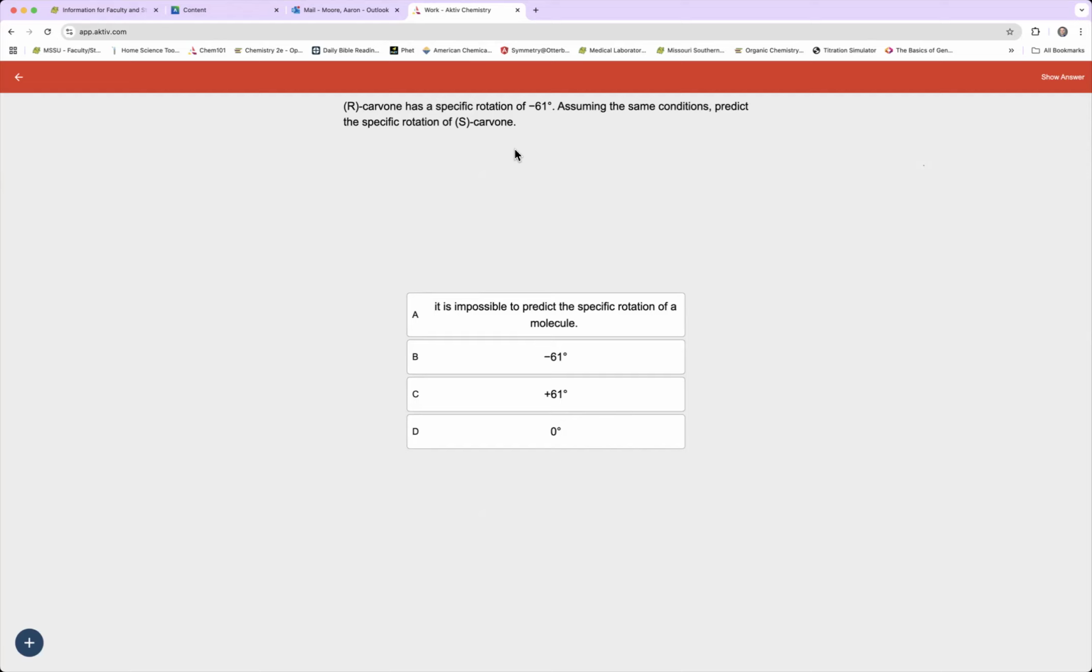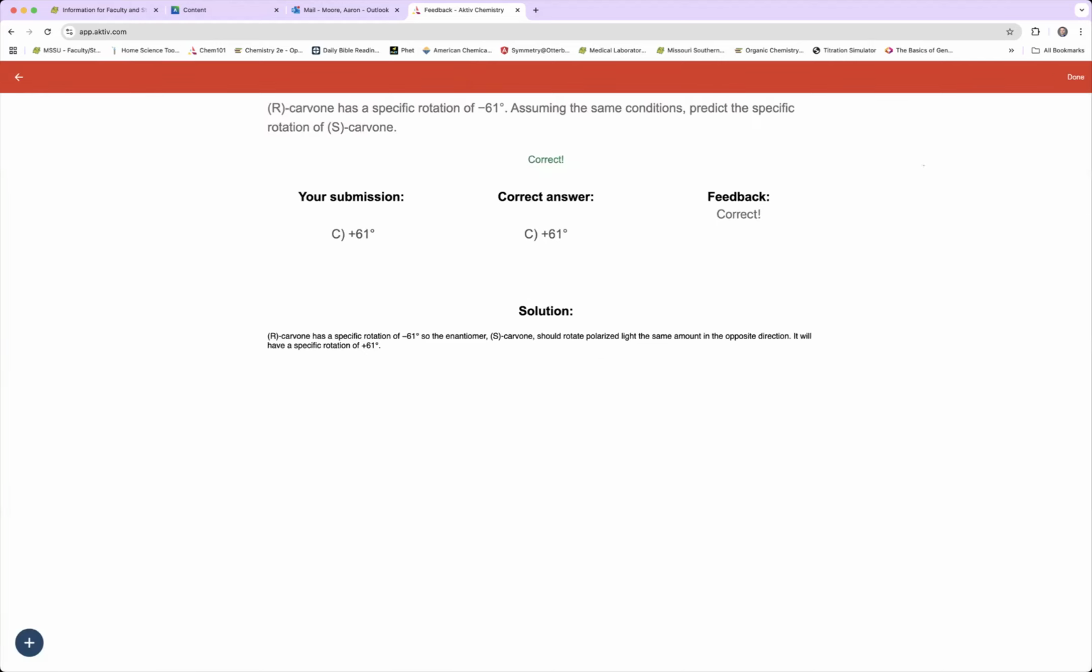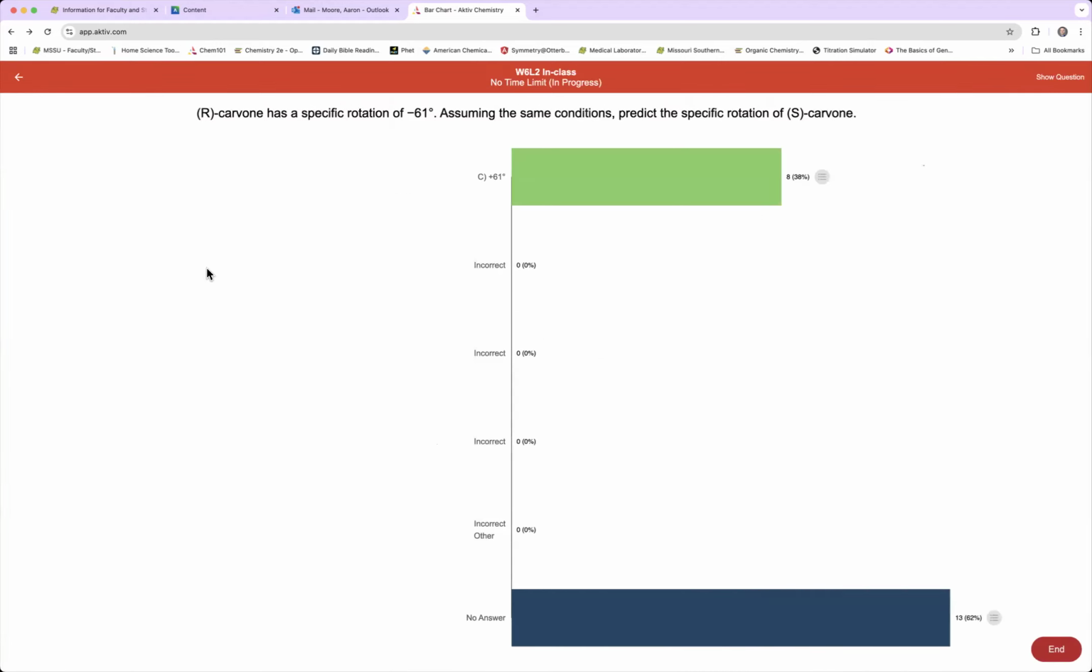Well, remember that's what I said. It's just the opposite. So it's still going to be 61 degrees, but it's in the other direction. So this time I'm going to say a plus 61 degrees. Okay. It's not the same. It's just the opposite. So plus 61 degrees. So just remember that's the relationship between that property between enantiomers. Okay. All right. Very good on that one.